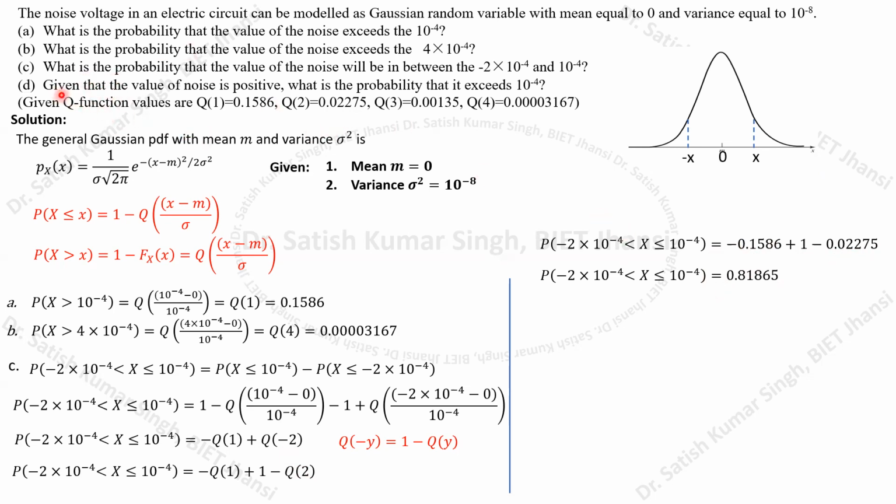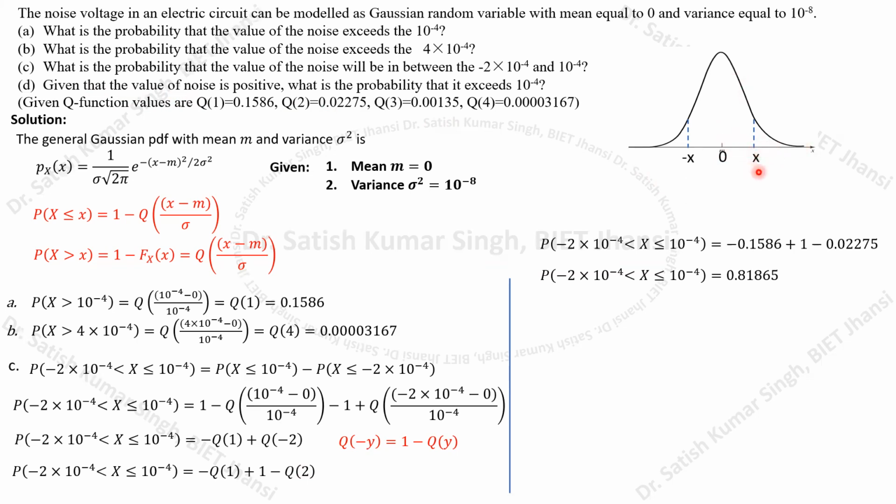And now in the fourth probability, you see here it is mentioned that given that the value of the noise is positive, what is the probability that it exceeds 10^-4? So here one thing which is mentioned is we have to calculate a conditional probability. So what is the condition? The condition is given that, let us suppose, the noise voltage is known to be positive, right? So it is already mentioned it is a positive value. Then what is the probability that it will be exceeding 10^-4?